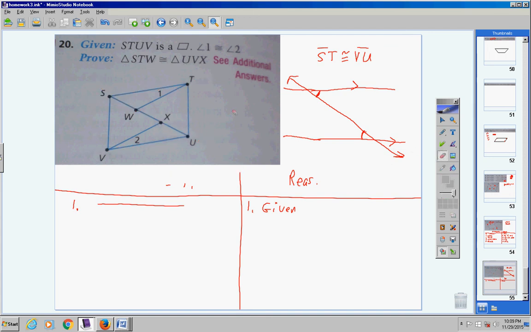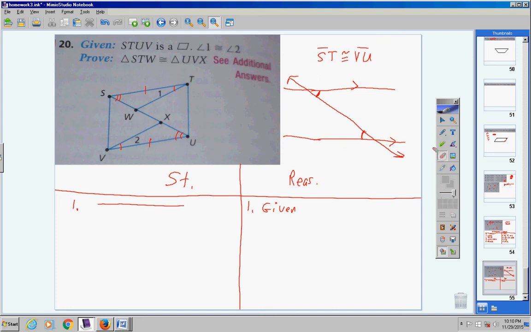I can definitely state, we know this angle here is congruent to this angle here. That's given to us. I can definitely state this angle here is congruent to this angle here. What's my reason? Alternate interior angles. And then look, I know this side here is congruent to this side here because opposite sides of a parallelogram are congruent. I've got angle side angle congruent to angle side angle.